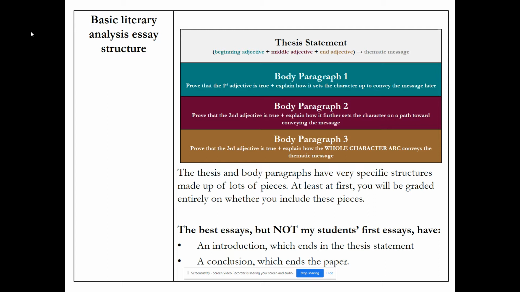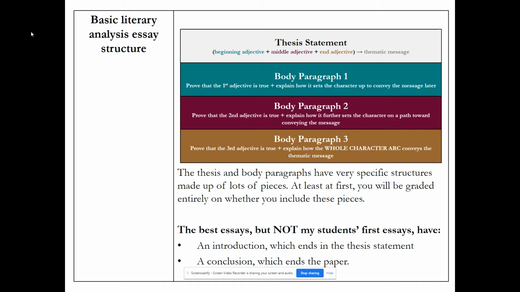For the third body paragraph, though, that thematic piece is a little bit different. Instead of just talking about how whatever's happening in that part of the story and that character behavior helps to push the story toward conveying the message, you actually explain how the whole character arc conveys the message in that third paragraph.